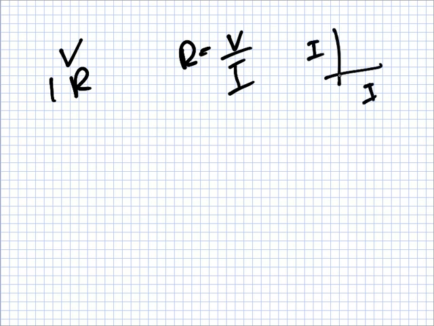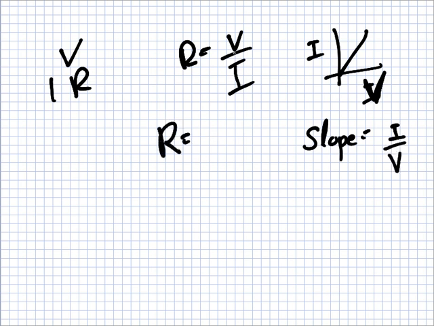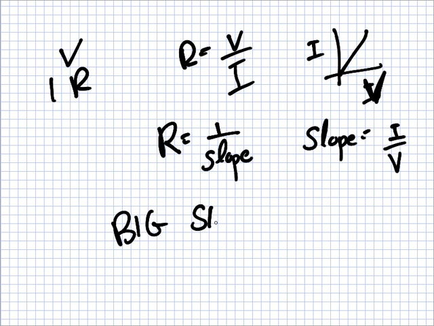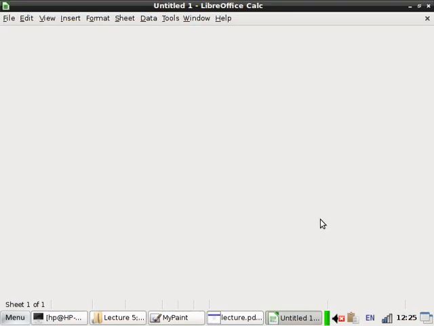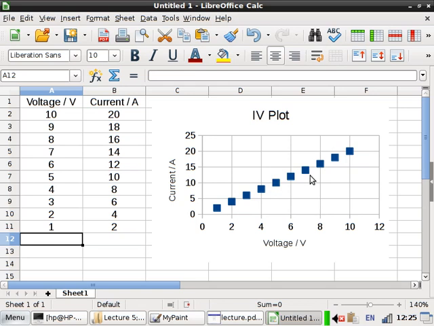Here's an example. V = IR. What does R equal? That's V over I. If you look at your graph here, this is I and this is V. So what's the slope? The slope would be I over V. So R is equal to V over I, which means it's equal to 1 over the slope. In other words, a big slope would mean a small R, so when the graph is steep, the resistance is small. When the graph is level, a small slope would mean a big R. So in this graph, the slope represents 1 over the resistance.